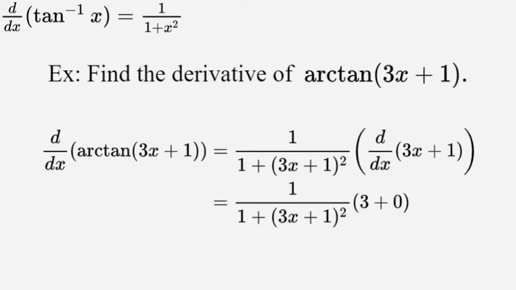And we know that the derivative of arctangent of x would be 1 over 1 plus x squared, but there's not an x on the inside, it's 3x plus 1. And so the derivative of the outer function is 1 over 1 plus not x squared, but 3x plus 1 squared. And then as always, when we're using the chain rule, we have to multiply by the derivative of the inner function, and that's the derivative of 3x plus 1, and the derivative of that is 3 plus 0.